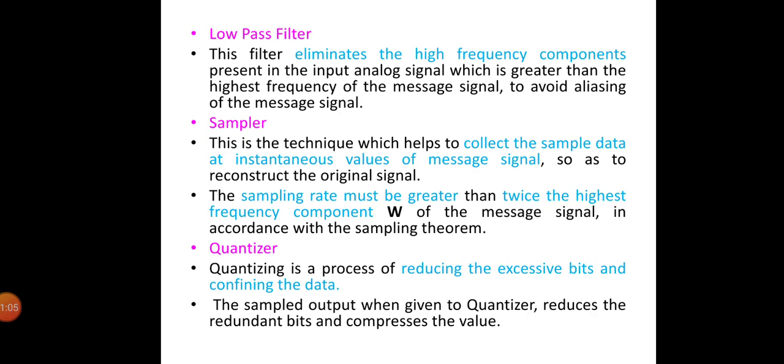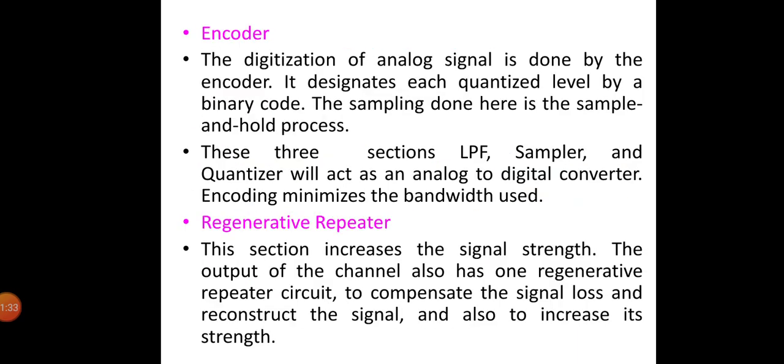And the next one is the sampler. This is a technique which helps to collect the sample data at instantaneous values of the message signal so as to reconstruct the original signal. The sampling rate must be greater than twice the highest frequency component W of the message signal, in accordance with the sampling theorem. Quantizing is a process of reducing the excessive bits and confining the data. The sampled output, when given to the quantizer, reduces the redundant bits and compresses the value.